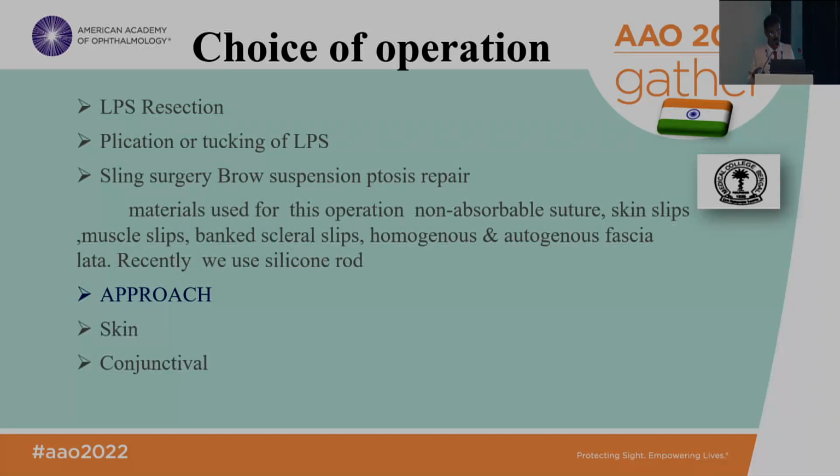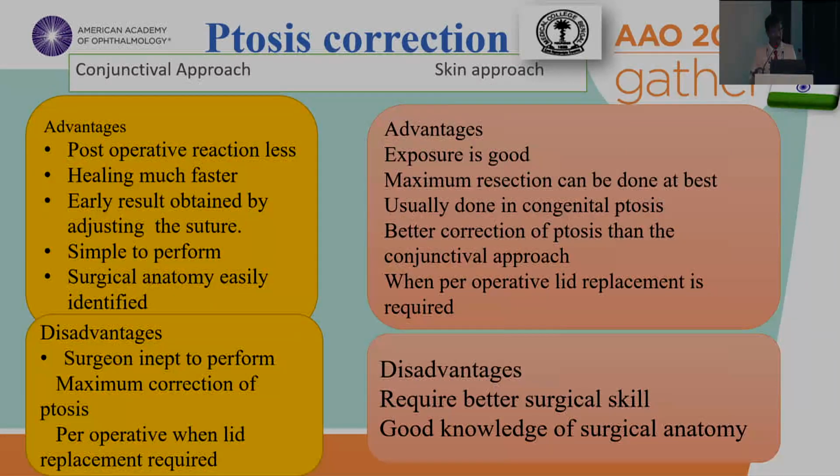Choice of operation: LPS resection, plication, tucking of LPS, sling surgery, brow suspension for ptosis. The materials to be used in sling: fascia lata, muscle slip, banked sclera, homogenous and autogenous fascia lata. Recently, we use a silicone rod approach. One is a skin approach and the other is a conjunctival approach. So, conjunctival approach and skin approach.